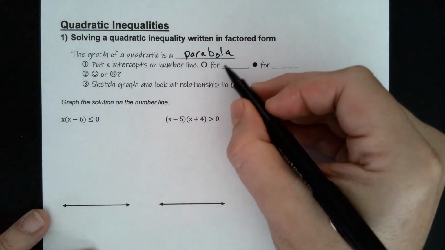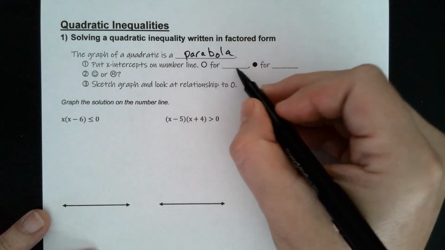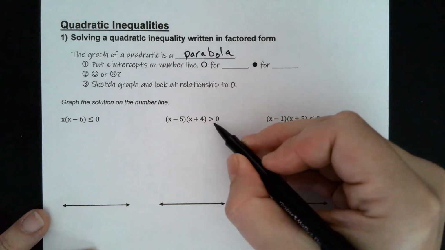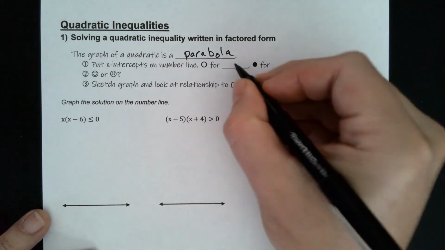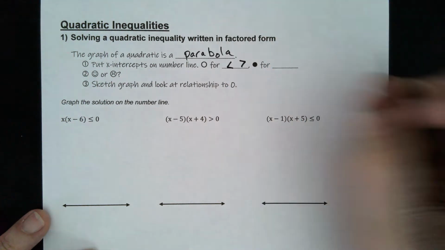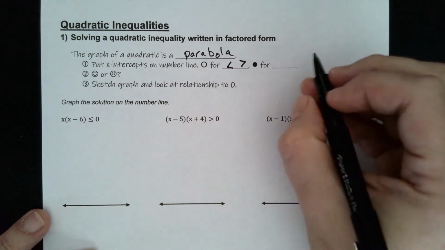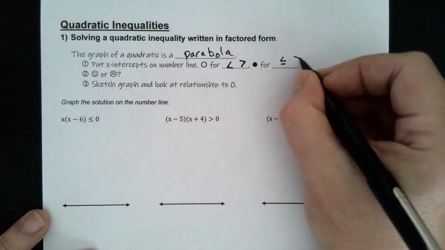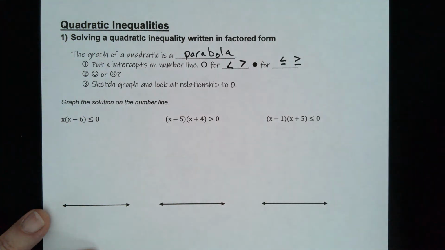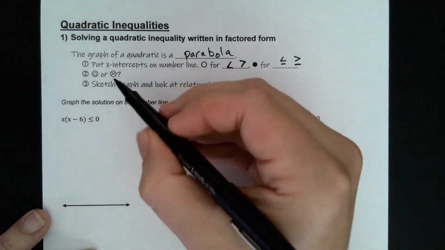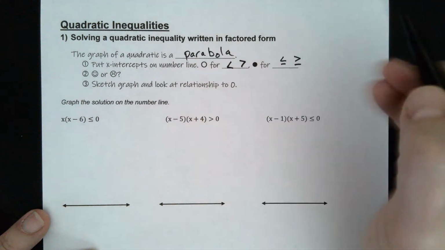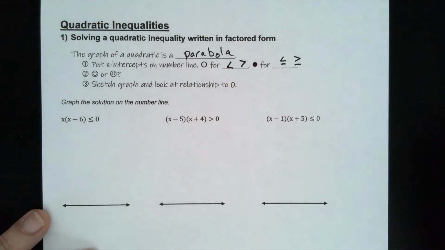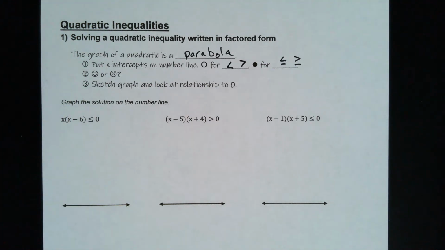If you have a strictly less than or greater than sign, like this one right here, then you'll use the open dot, like this and like this. If you have the less than or equal to sign, like this one, then you'll use the closed dot. Then we ask whether it is facing up or down, and we sketch the graph in relationship to 0.